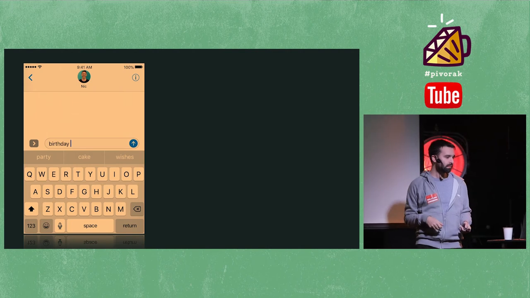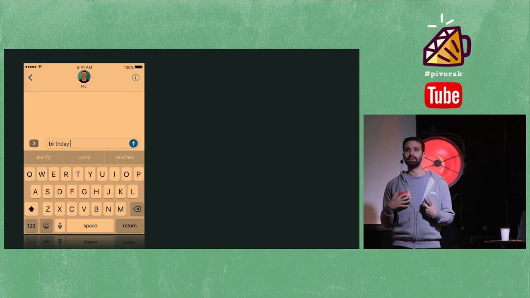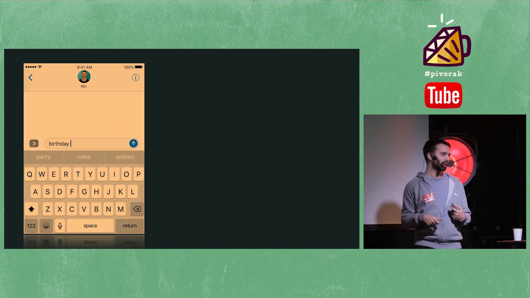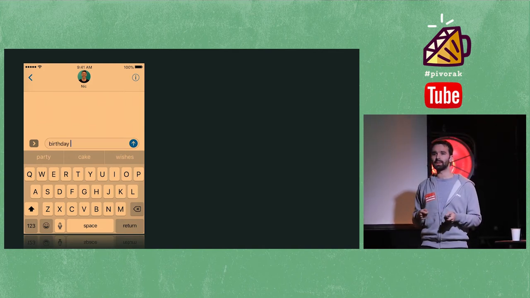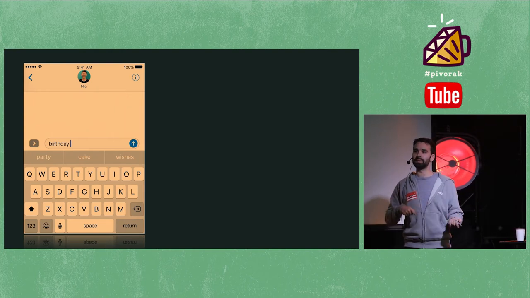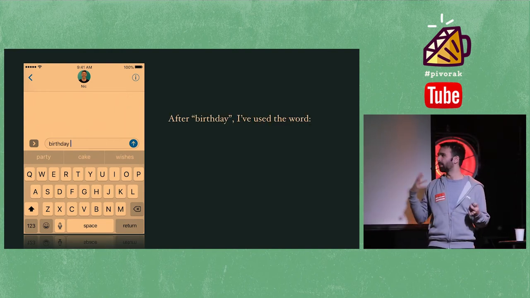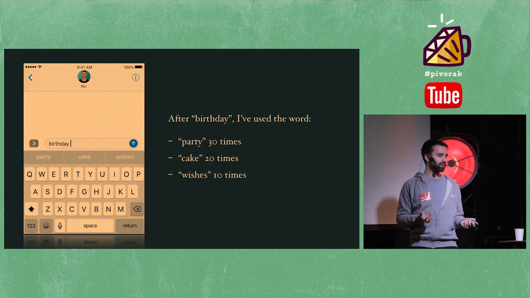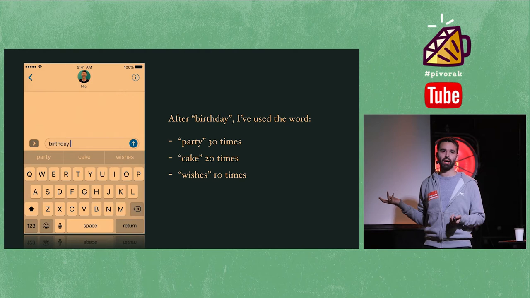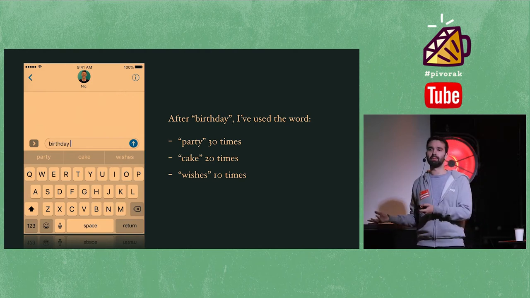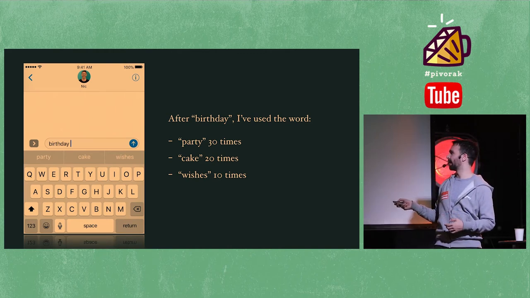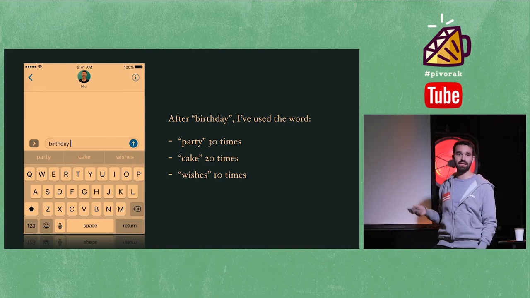So how does my phone know this? How does my phone predict the way that I talk and imitate the way that I talk? Well, somewhere in the phone's memory, it's keeping track of the words that I use and what words I use after those words. So somewhere in my phone, it knows that after the word birthday, for example, maybe I've used the word party 30 times. I've spoken about birthday cake a little less, maybe 20 times. And like that, it knows what words I'm likely to use after birthday, and then it can rank these suggestions based off of that memory.